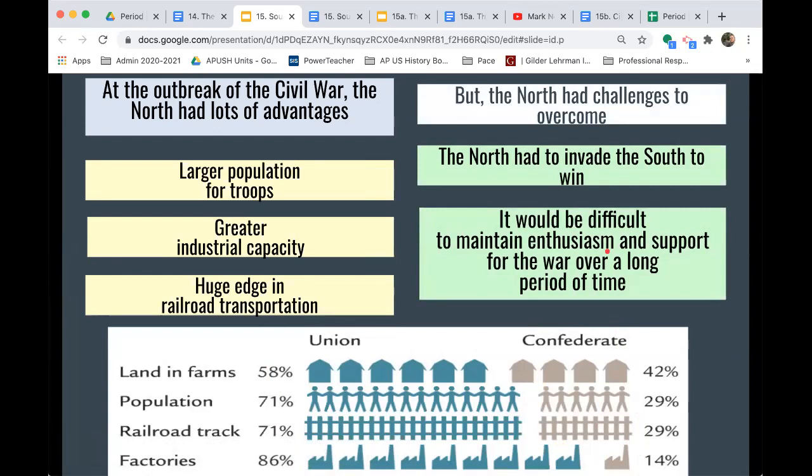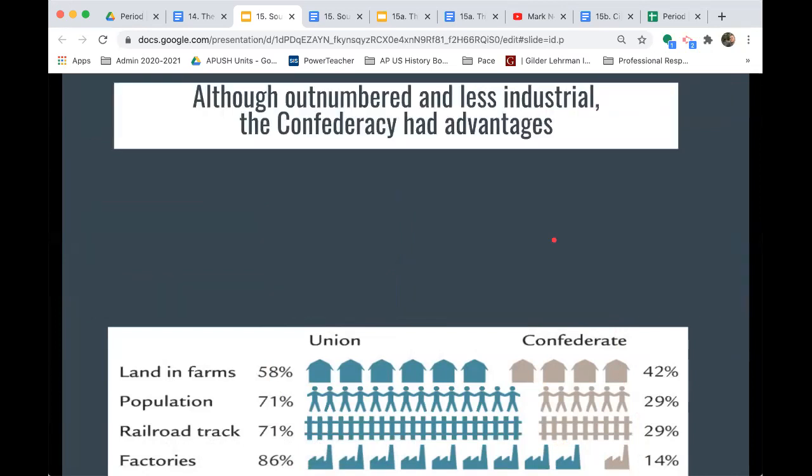The North has to go into the South and force them to give up this effort in order to win the war, much like the British with the colonists. Two, it would be very difficult for the northern states to maintain enthusiasm and support for the war over a long period of time. Right? At a certain point, when does the public ask, why don't we just let those people have their war and leave? Why is it worth it to keep fighting this war?